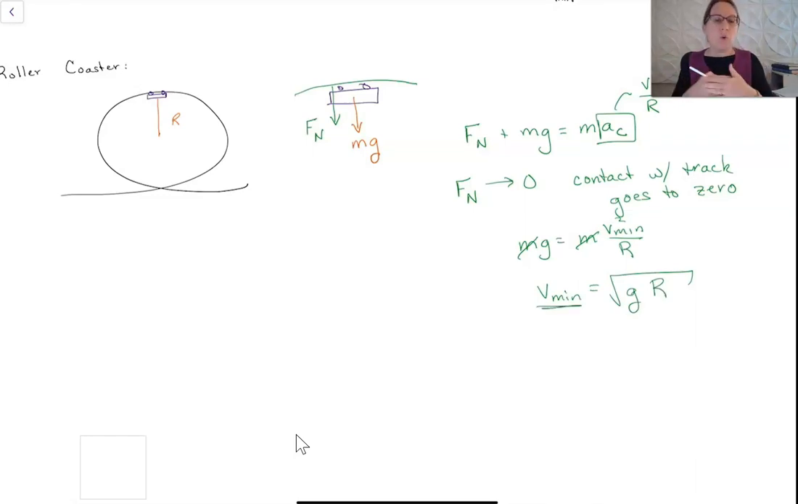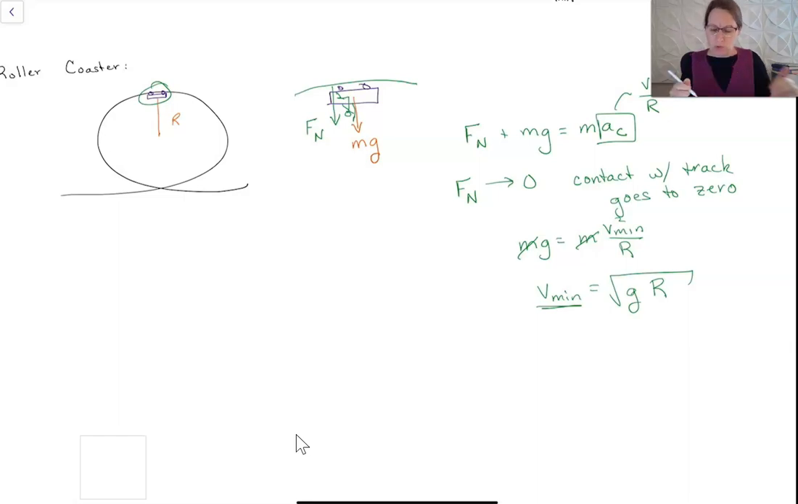These things are of course designed so that your speed at the top is much bigger than your minimum speed, so you feel good contact. And when you're riding a roller coaster like that, sitting in here, you're upside down, and of course you have some kind of harness that's holding you in place, but you should feel good contact with your seat.